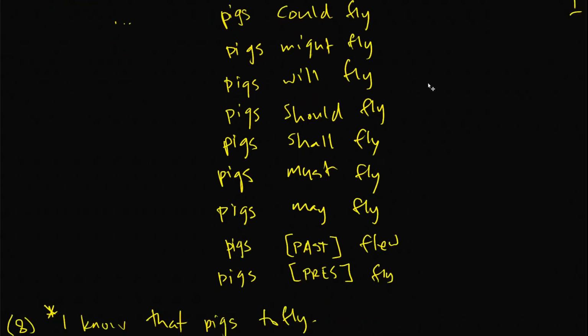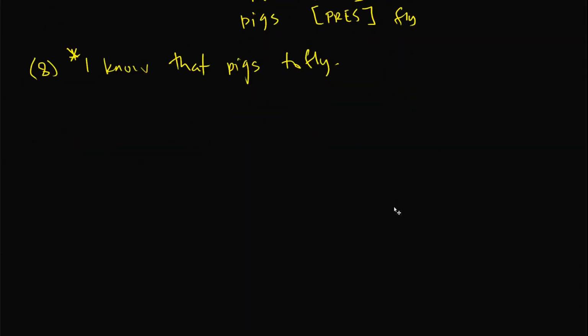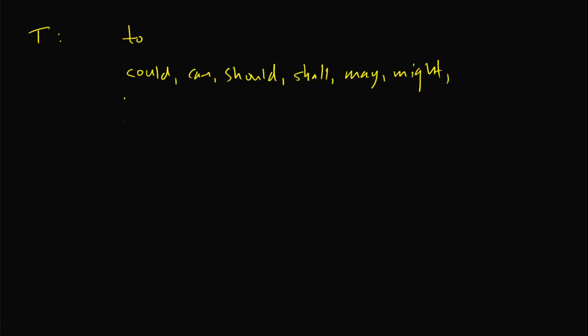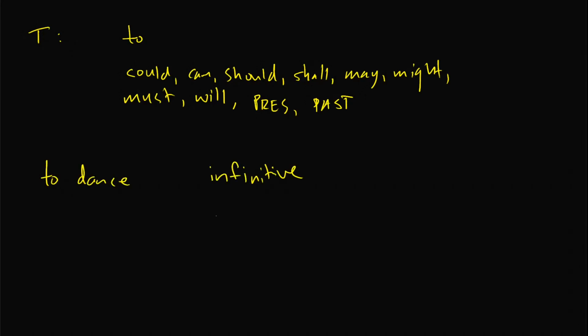So the way we're going to account for this in our grammar is by separating the list of T's into 2 different kinds of T's. There's one group that includes "to", and then there's another group that includes all the other ones we just looked at: could, can, should, shall, may, might, must, will, present, and past. And I'm going to give these 2 categories of T's different labels. So when the T head "to" combines with a verb, it's often referred to as the infinitive form of a verb. And I'm going to take advantage of this name to make labels for these 2 different categories.